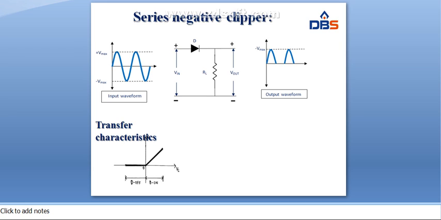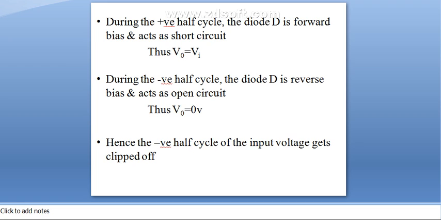Here the negative half cycle is clipped. So it is a negative clipper. In the negative clipper, the negative cycle is going to be removed. So that is the series negative clipper. These are the transfer characteristics. See here the input waveform and the output waveform. That is the series negative clipper.